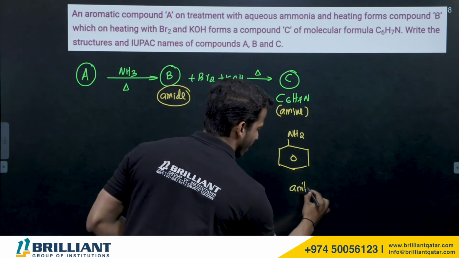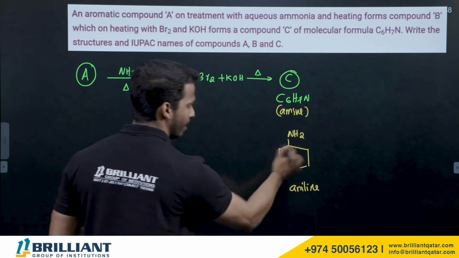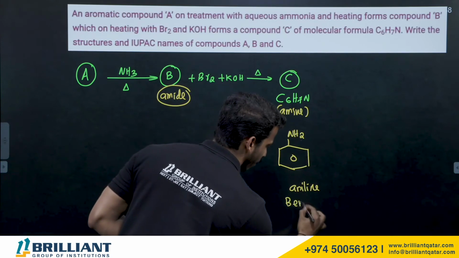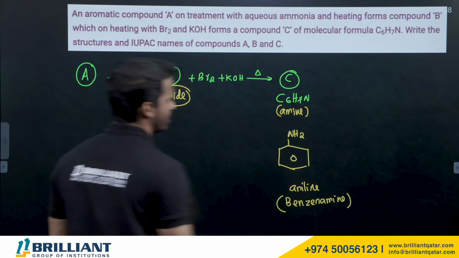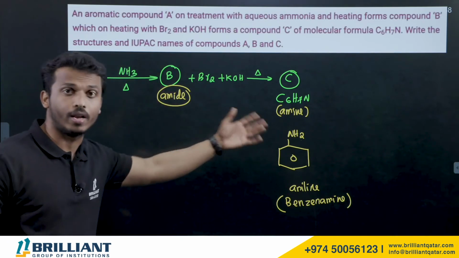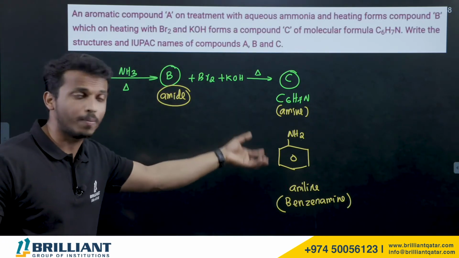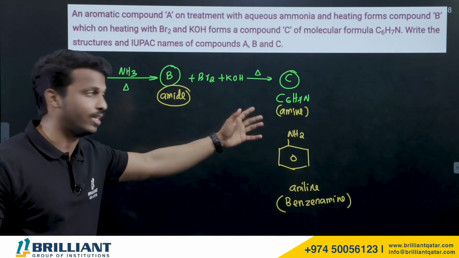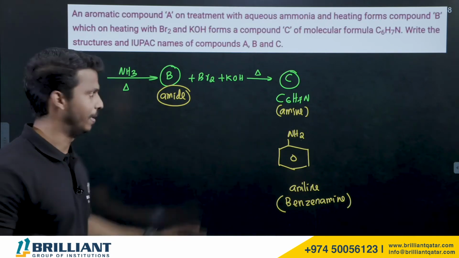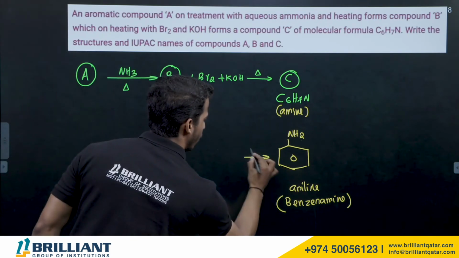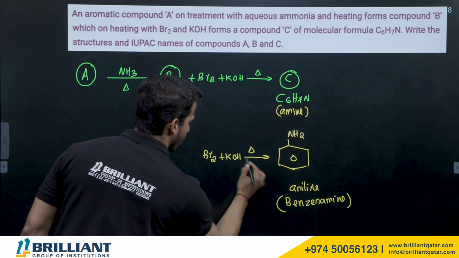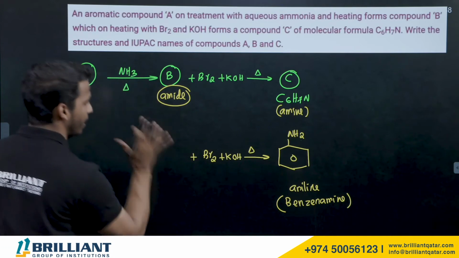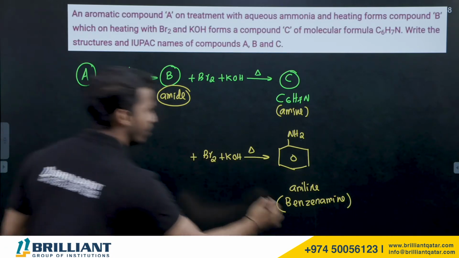Aniline. What is the IUPAC name of aniline? Benzene with amine is called benzenamine. Right? Benzenamine. So benzenamine is your compound C6H7N. All of you check the number of carbon, hydrogen and nitrogen. This C6H7N is aniline, and this is formed on heating with bromine and KOH. This is your compound C.